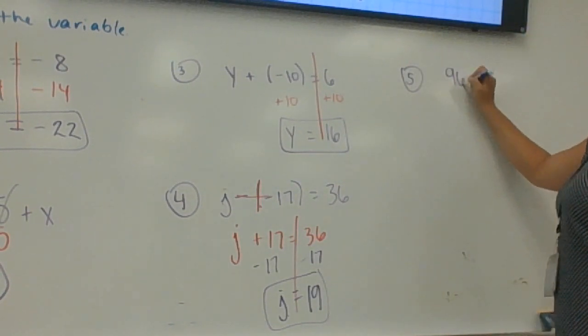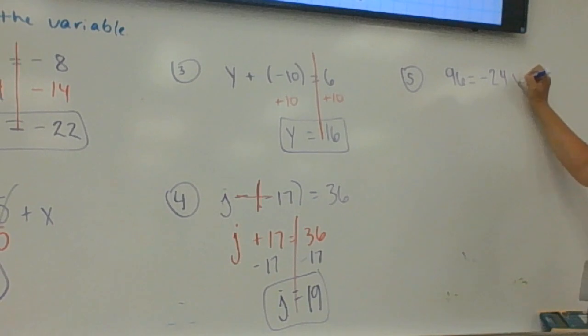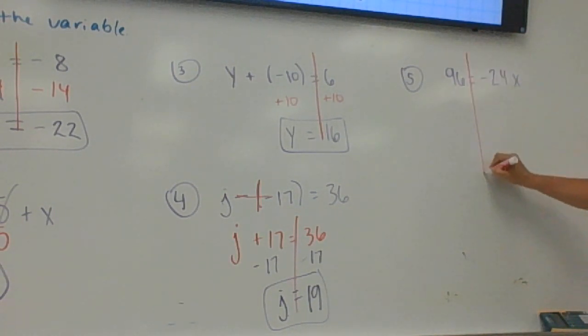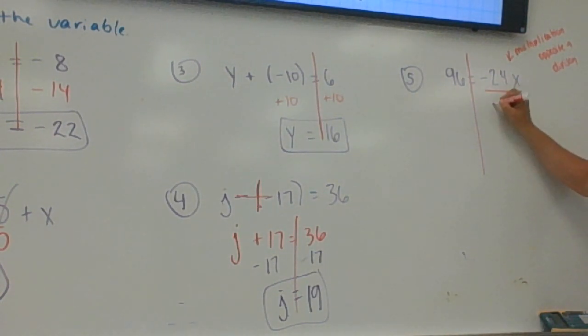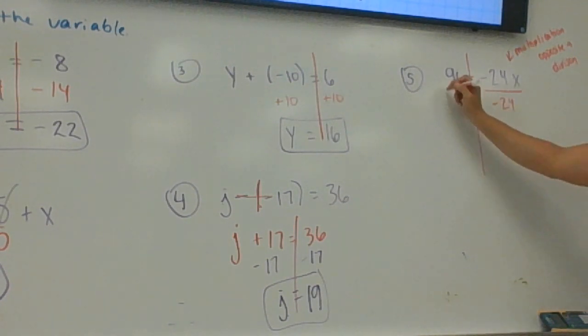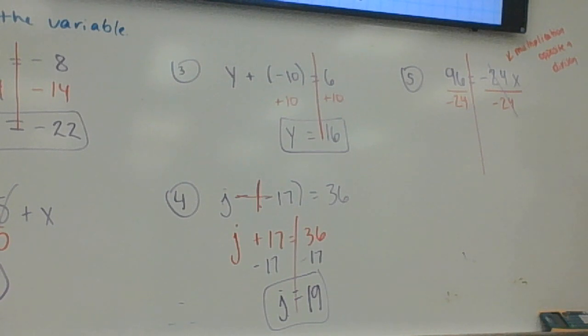Then we get into division and multiplication. So I'm looking, and this is a product. This is multiplication. The opposite of multiplication is division. So if I want to cancel a product out, I do a quotient. I'm going to keep it negative. I'm going to divide both sides by negative 24. Four.